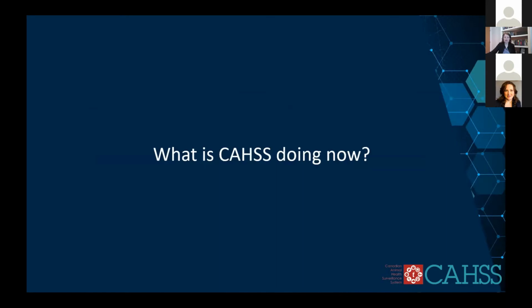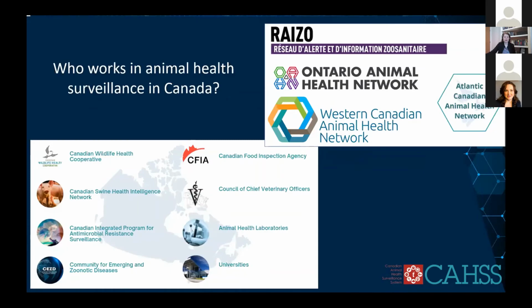So the next area I wanted to focus on is what we are doing at CAHSS now, since the CAP funding was secured in mid-2019. Before we get too far into that, it is important to point out that the Canadian animal health surveillance system at large relies on many agencies working together. On the left, you can see some of the major public sector organizations that are integral. In addition to these agencies, each provincial and territorial government has staff that work to support animal health surveillance. Also, the regional animal health surveillance networks across Canada are important.